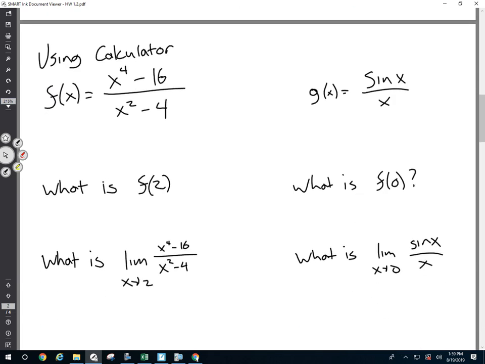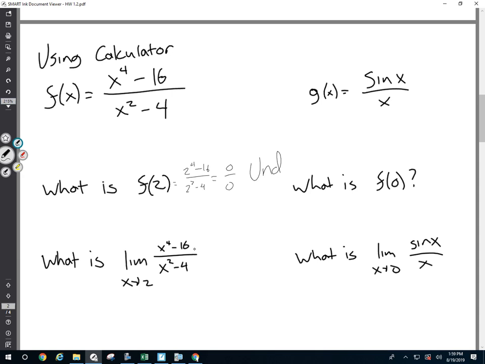Using a calculator, let's find f of 2. We got x to the 4th minus 16 over x squared minus 4. If I plugged in 2, I'm not going to use a calculator right now. 2 to the 4th, 2, 4, 8, 16. This is me actually not using a calculator, just to check. f of 2 would be 2 to the 4th minus 16 over 2 squared minus 4. That's 0 over 0. It is undefined.